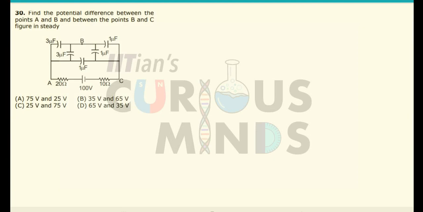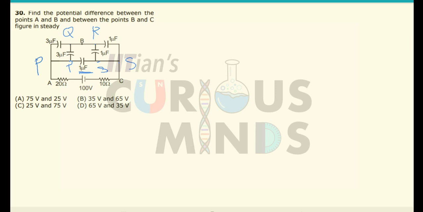And the potential difference between the points A and B, and between the points B and C over here. Let me call this point P. So this point will also be equal to P. Let me call this point Q. Let this be equal to R. If this is S, then this will also be equal to S. So this 1 microfarad capacitor is between point P and S, and the rest of the capacitors are as it is.